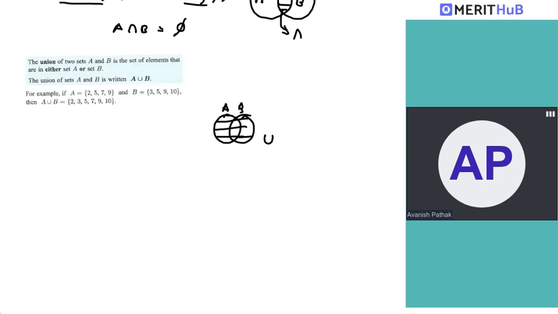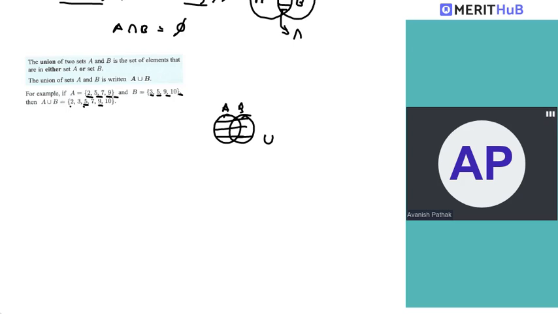For example, if A has 2, 5, 7, 9 and B has 3, 5, 9, 10, and I'm doing the union, you see 5 and 9 are in both sets, but we will write them only once. So that's 2, 3, 5, 7, and so on. I will not write them twice; we'll only write them once. So that's the union part of any set.